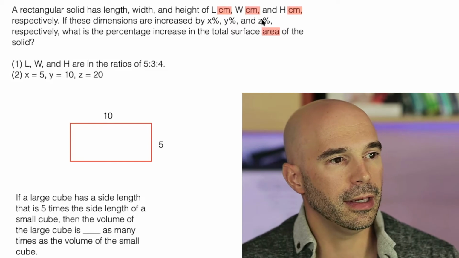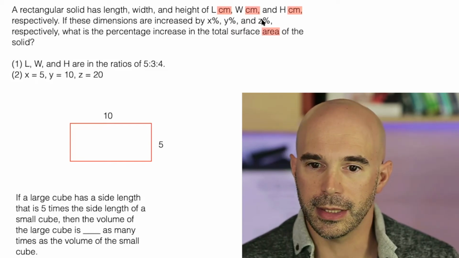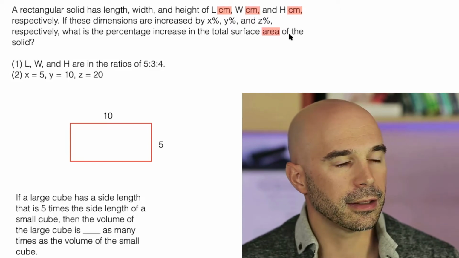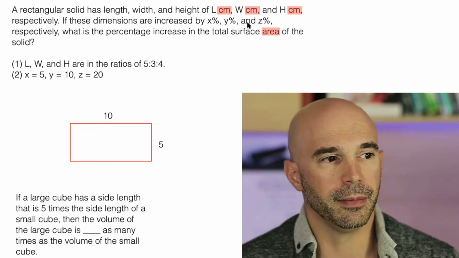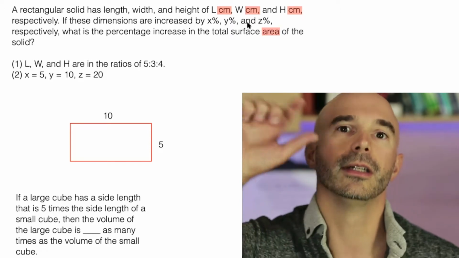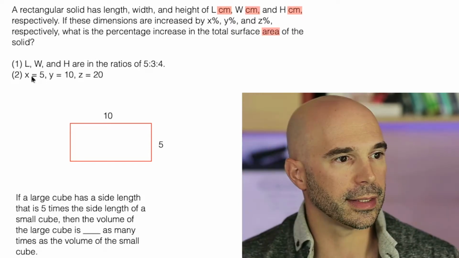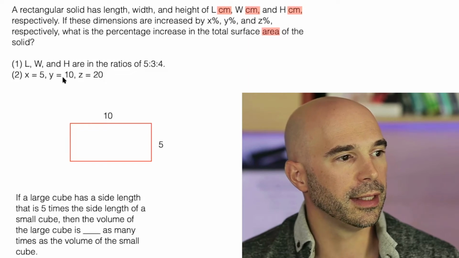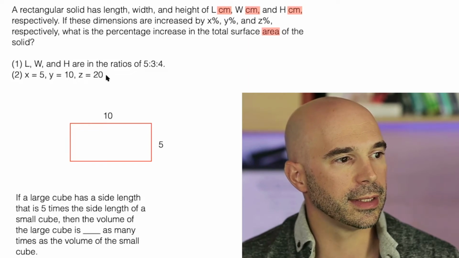I'm thinking, if x equals y equals z, then I would say that the surface area is getting multiplied by that same change factor squared. A statement that told me, so imagine if statement 2 said, x equals y equals z equals 5.